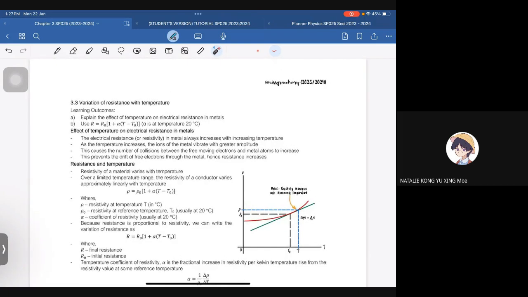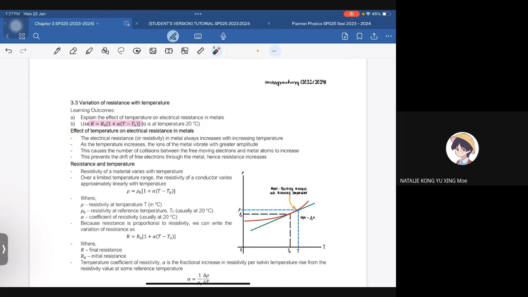So untuk subtopic number 3, this is on variation of resistance with temperature. So what is the effect of temperature on resistance and how do we measure it? We are going to use this equation here. So usually temperature dia tu memang at 20 degree Celsius. So kalau soalan mention the temperature is at 20 degree Celsius, that is your initial temperature ataupun your reference temperature lah.